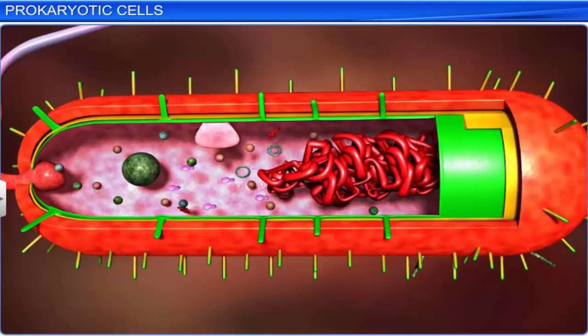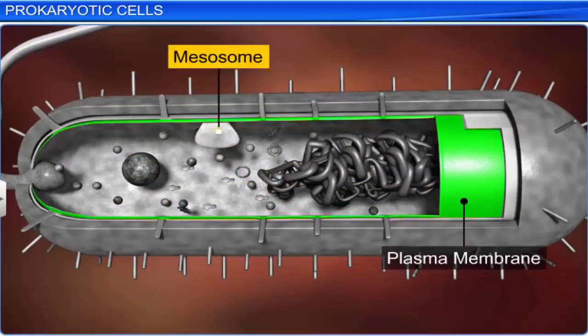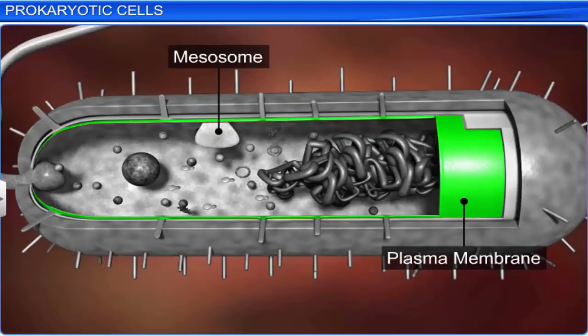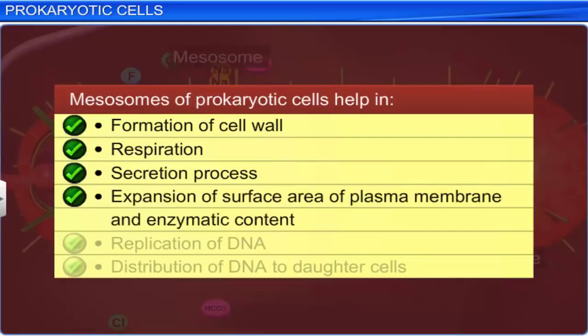Often, the plasma membrane extends into the cell, forming the mesosome, a membranous structure seen in the form of vesicles, tubules, and lamellae. Incidentally, the presence of the mesosome is a characteristic feature of prokaryotes. Mesosomes help in cell wall formation, respiration, secretion processes, expansion of the surface area of the plasma membrane and enzymatic content, DNA replication, and distribution to daughter cells.